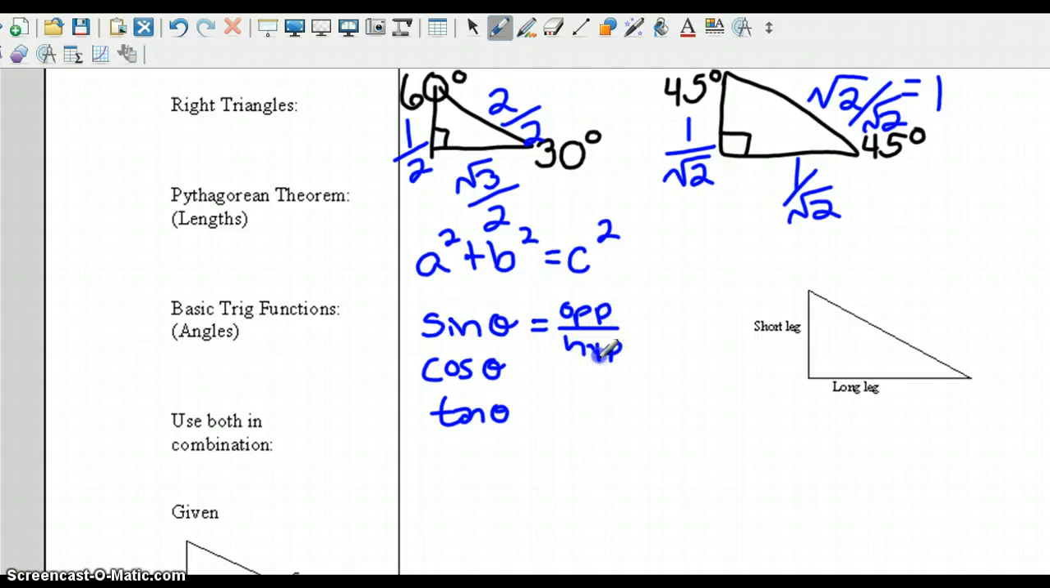We had this on the other screen. Make sure you guys have these three written, and then also think about your cosecant. Think about your secant, opposite of cosine, and think about your cotangent, opposite of tangent. Okay? Take a minute to fill all of these 6 in so you guys have them all written down.